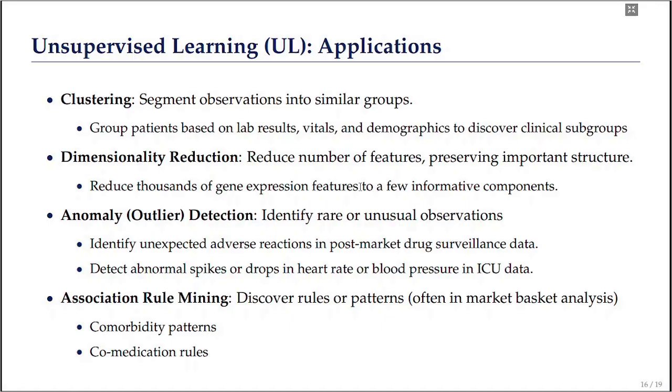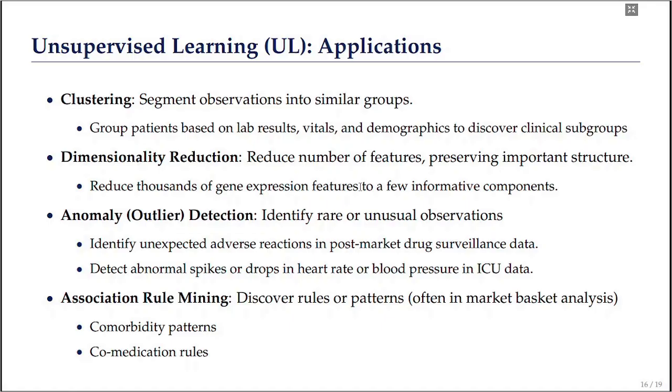And another type of unsupervised learning could be anomaly detection or outlier detection, which is used to identify rare or unusual observations. So here, for example, the objective could be to identify unexpected adverse reactions to a certain drug, or it could be to identify or detect abnormal spikes or drops in a certain health-related biomarker.